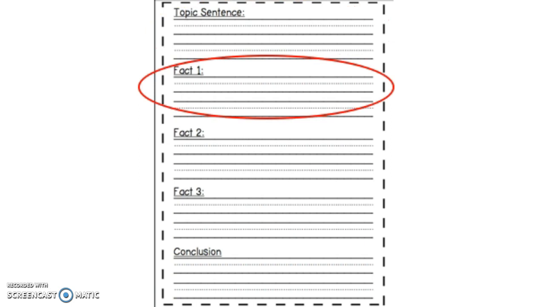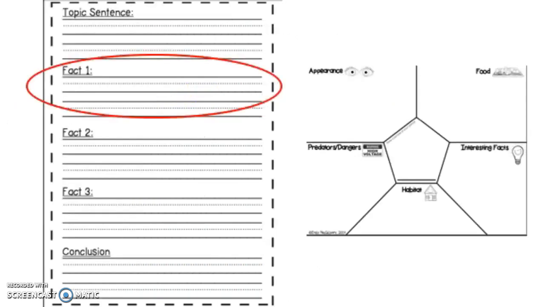Great topic sentence. Now the next part is fact number 1. So you already found your facts and wrote them out. So you want to look at your graphic organizer and pick which fact you want to write first. Go ahead and pick that fact and write your completed sentence on the lines provided. Pause the video while you do that.